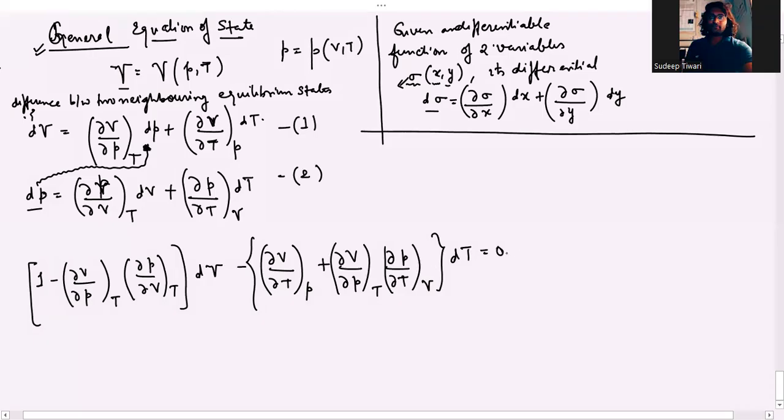Now, what does this general equation of state give me? There are certain relations that we can deduce from this general equation of state. Let us see what.